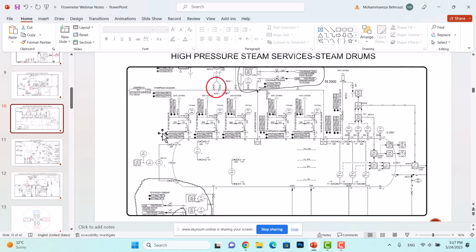Then we talked about high pressure steam services. We said that it is better and it is a normal practice to use flow nozzle flow meters. One example of this is steam drums. The operating temperature of these steam drums is about 400 degrees Celsius, and the operating pressure is about 90 bar gauge.